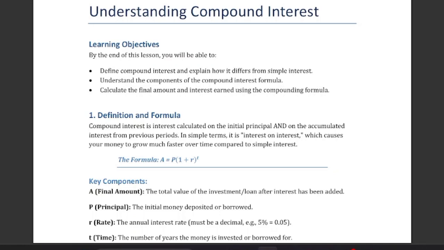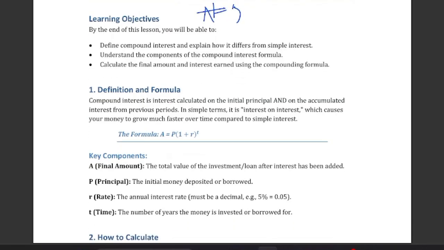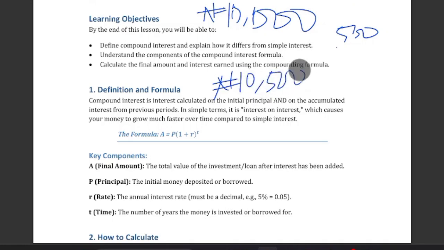You deposited 10,000 naira in a bank. It's 10,000 naira, right? Now, after a year, you earned an interest of, let's say, 500 naira. So which means at the end of the first year, your total money will be what? 10,500 naira. If what you are operating is compound interest, the second year principal will be 10,500.